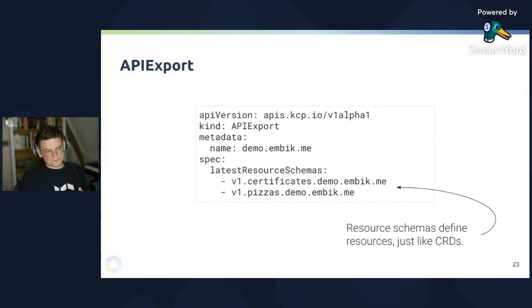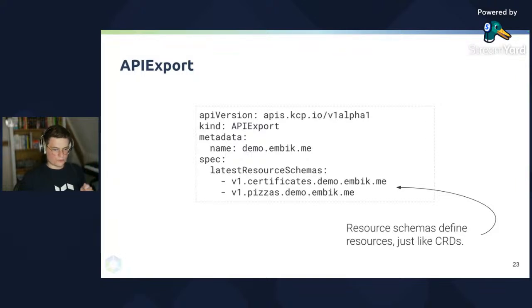And then I reference something called a resource schema. And a resource schema is basically a CRD, at least when it comes to the structure of it. So if you have a CRD, you can convert it with an easy command or an easy Go library to become a resource schema. And that is the KCP equivalent. Why do we have resource schemas and not CRDs?